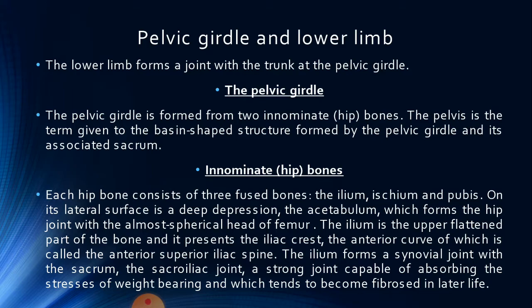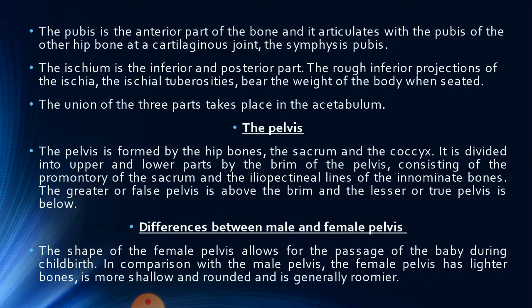The ilium forms a synovial joint with the sacrum, the sacroiliac joint, a strong joint capable of absorbing the stresses of weight bearing and which tends to become fibrosed in later life.